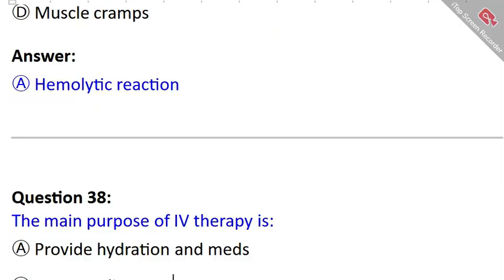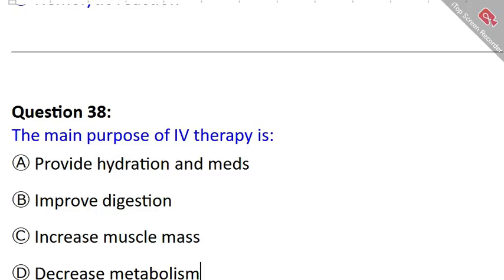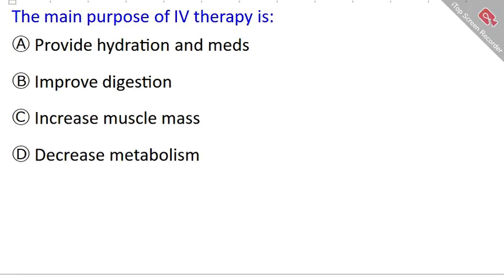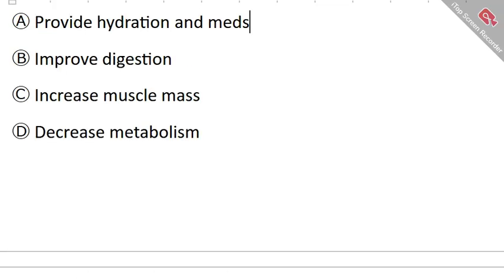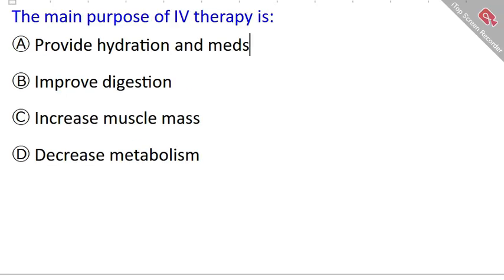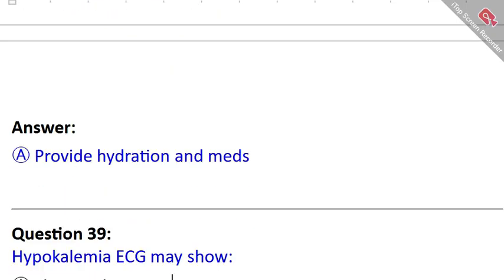Let's move to question number 38. The main purpose of IV therapy is. Read the four options. What is the main function of IV therapy? Is it to provide hydration and meds, improve digestion, increase muscle mass, or decrease metabolism? The correct option is option A, provide hydration and meds. So IV therapy provides hydration and meds.